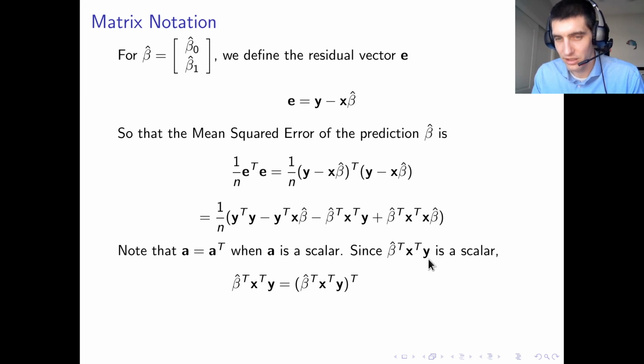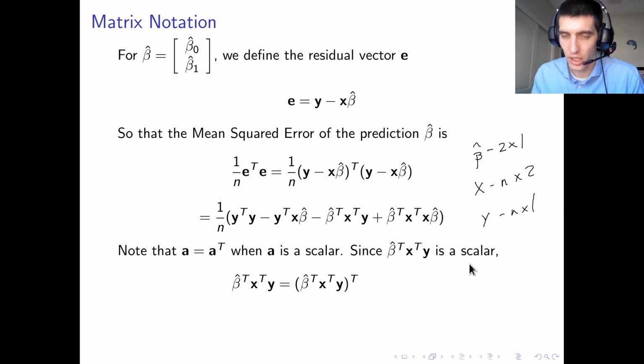So why is this thing a scalar? Let's break it down. Remember, beta hat is a column vector. It is 2 by 1, there's beta 0, beta 1 by column. X, remember, was this design matrix. It was n by 2, n rows, 2 columns. Y was n by 1. So what I want to show is that this thing is 1 by 1. So let's quickly see about the sizes here.